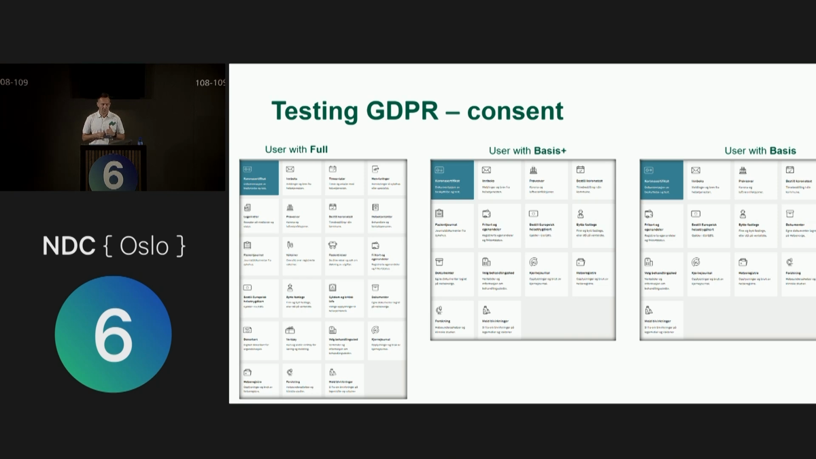When a user has consent level full, he has access to all the services in the portal. When a user has basis plus, she has access to a smaller number of services. And when she has consent level basis, she has the lowest number of services. The difference between basis plus and basis is one tile less in basis. So users who are basis do not have access to the patient journal or patient records.